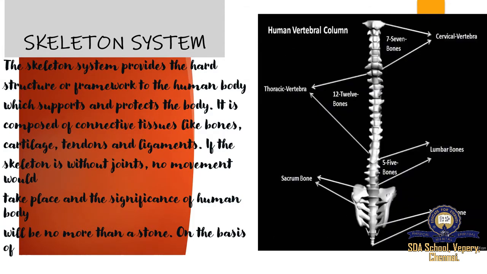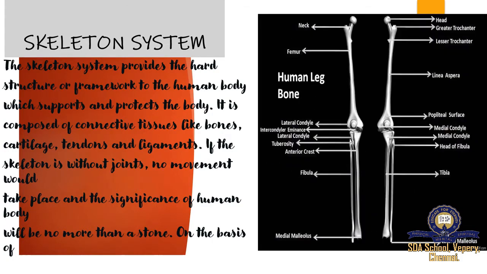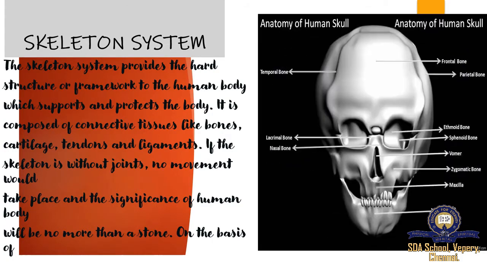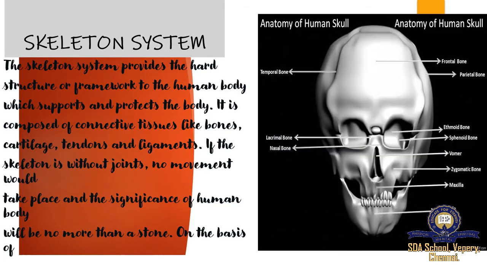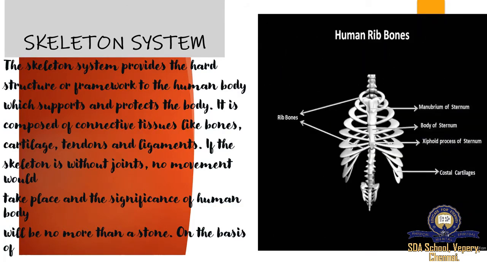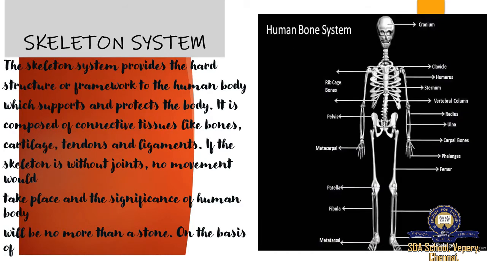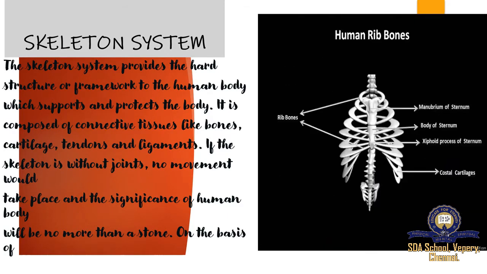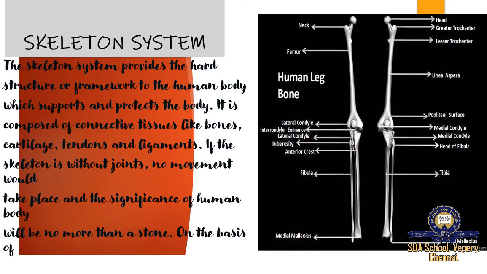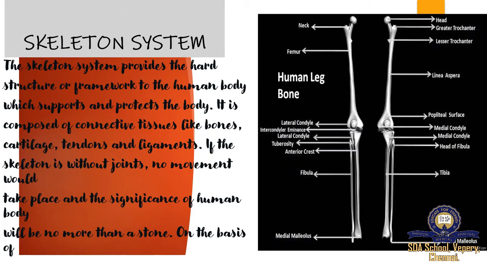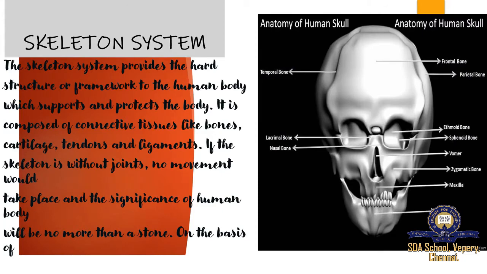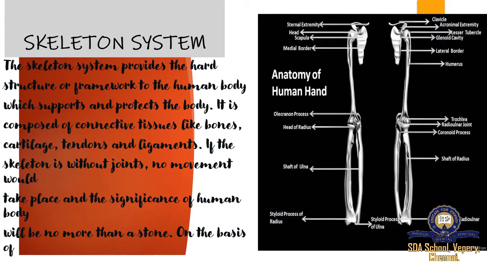Skeleton system. The skeleton system provides the structure or a framework to the human body. The skeleton gives a structure to the human body. It supports and protects the body from harm and dangers. It has connective tissues and bones, then cartilage, tendons, and ligaments. After connecting the skeleton to the bones, cartilages, and tendons, it gives the entire structure of the body.